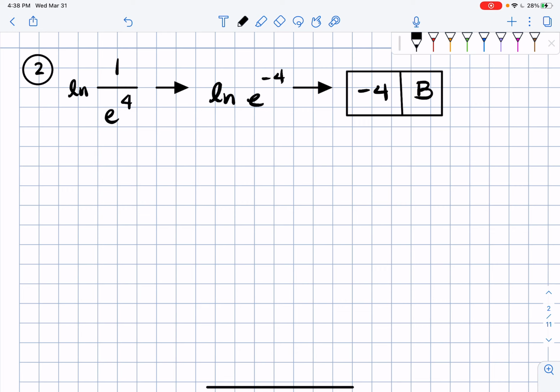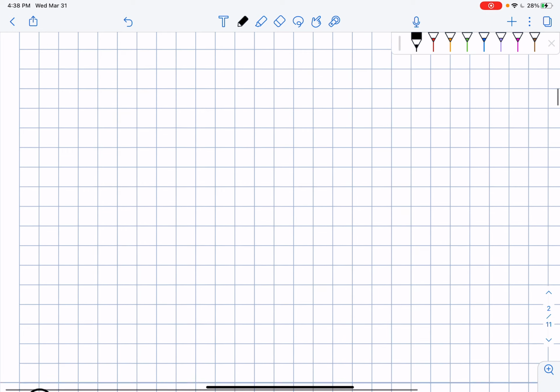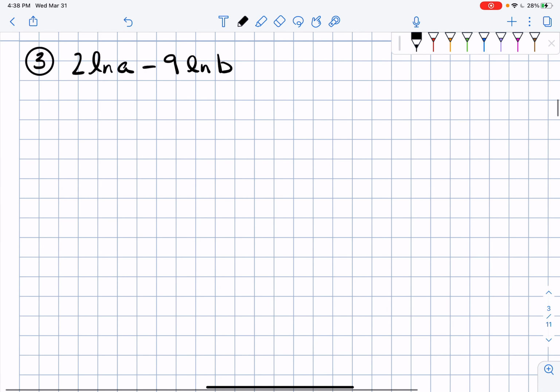There we go. All right, on to number 3. So number 1, the power rule. So I have the ln of a raised to the second power minus ln of b raised to the 9th power. And since it's subtracting, it'll be dividing.